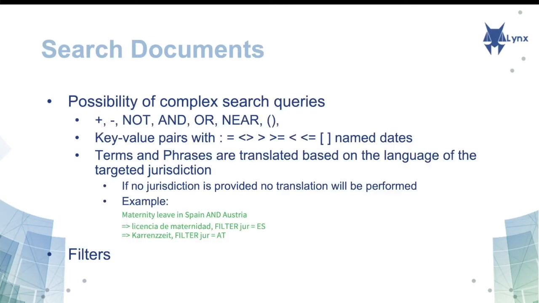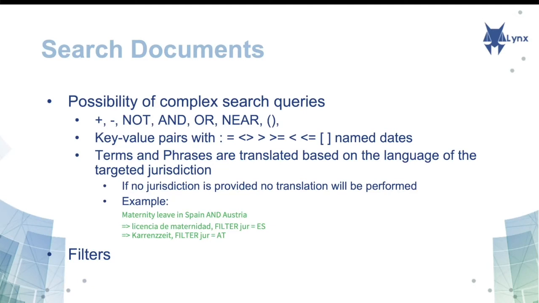Searching a document. It is possible to make complex search queries with plus is must, minus must not, and, or, near, brackets. You can have key value pairs for the metadata, e.g. equal, unequal, greater, smaller, and list items.